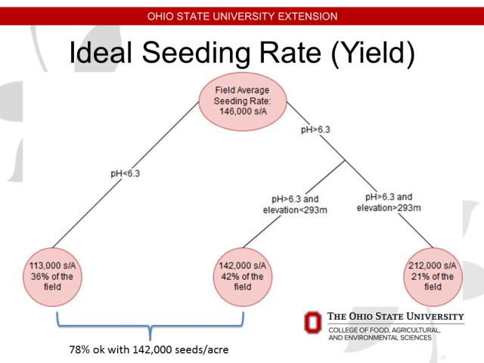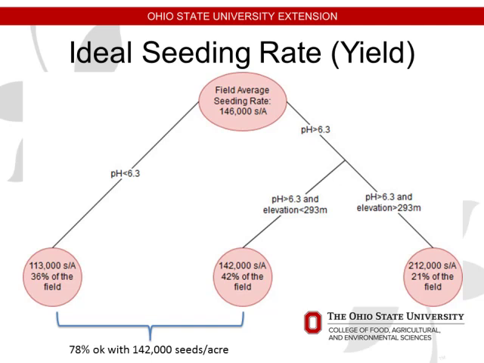And this is a bit of a stretch, because if you remember our fixed rates, our highest fixed rate was 180,000 seeds per acre. So we are extrapolating beyond our data set here. 212 may not be exactly right, but we do know that it's over 180,000 seeds per acre. Again, this field had very low emergence, but 21% of our field would have fallen into that category.